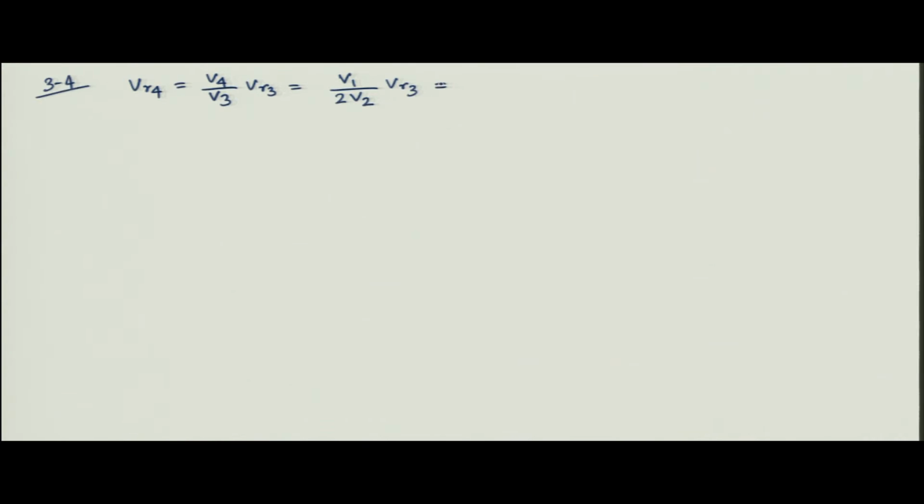So, V1 upon V2 is basically the compression ratio, which is 16 in this case. So, I am writing 16, and VR3 we have just now obtained as 4.546. So, this gives you VR4, which is 36.37. Now, from this VR4 we can find U4, because U4 is needed to calculate the heat rejection during this constant volume heat rejection process. So, U4 is 659.7 kilojoule per kg.